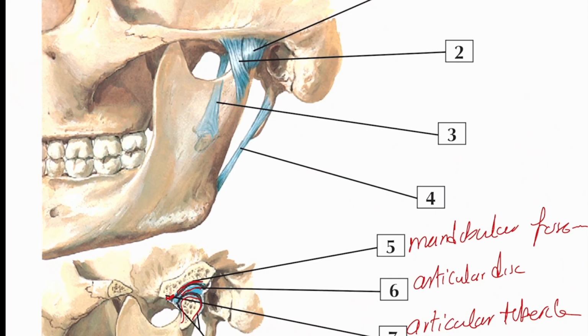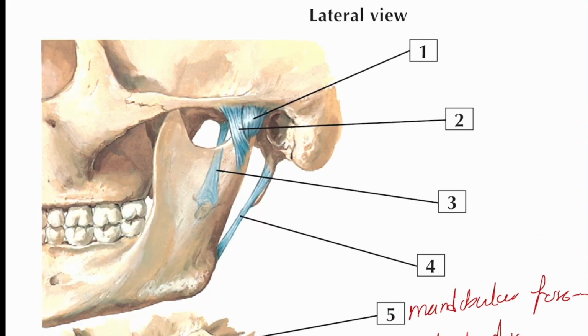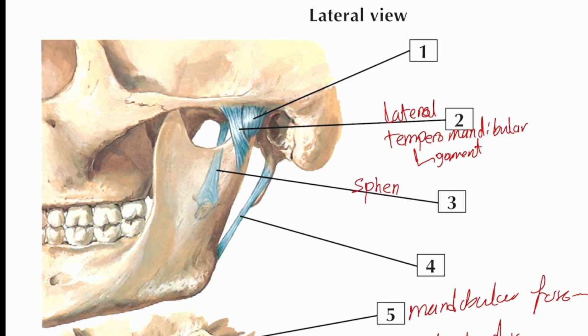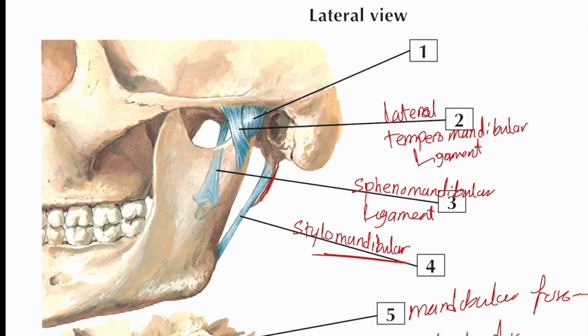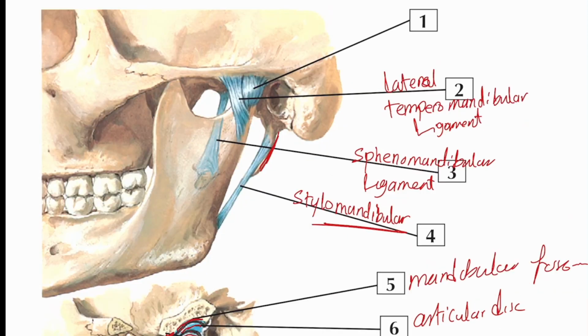To add some more ligaments that might be related to the mandibular joint, you can see 3 ligaments here. Number 2 is the lateral temporomandibular ligament. 3 is the sphenomandibular ligament, between the sphenoid bone and the mandible. And 4 is the stylomandibular ligament, of course, between the styloid process and the mandible as well. This leaves us with 1, which is the joint capsule.